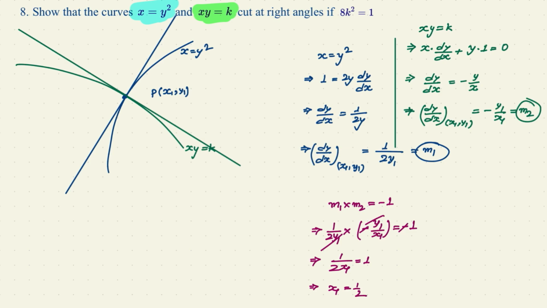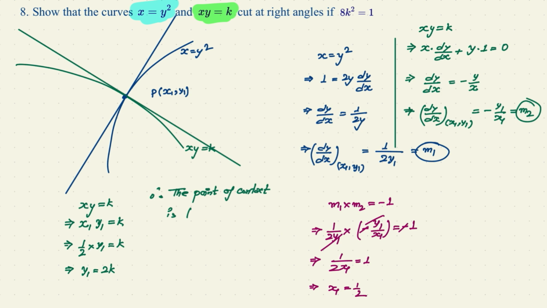Now in order to get the value of y1, let us put this value of x1 into any of the two curves, because the point of contact lies on these two curves and it must satisfy the equation. So the equation of the second curve is x into y equals k. So x1 into y1 will also be equal to k, and since we know the value of x1, that is 1 by 2, the value of y1 equals 2 times k. Therefore the point of contact is x1 comma y1, that is 1 by 2 comma 2k.